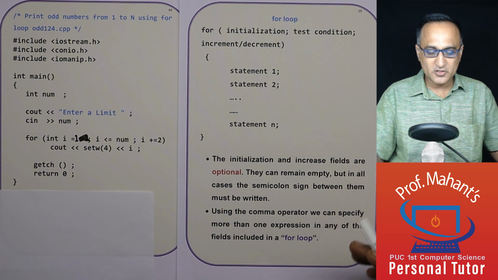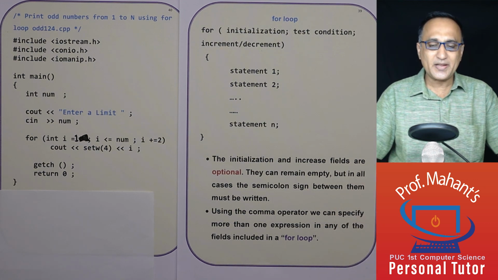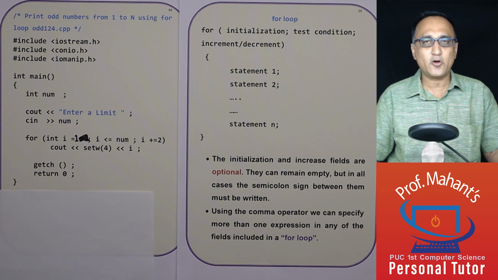So I hope you have understood how the for loop works. Once we take a look at one or two more examples, things will be a lot clearer.